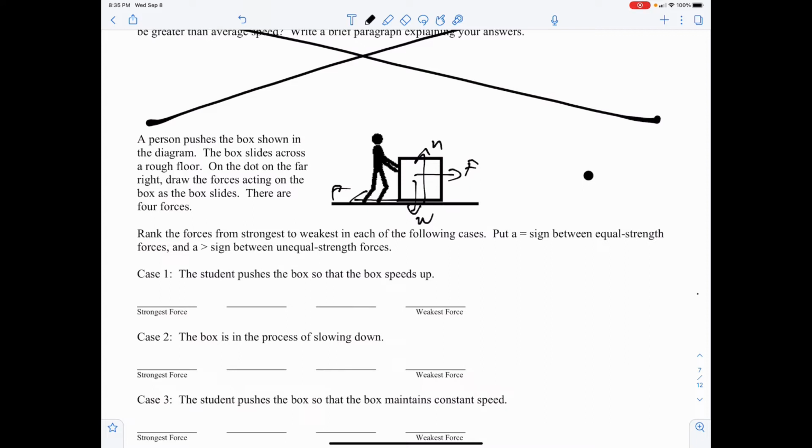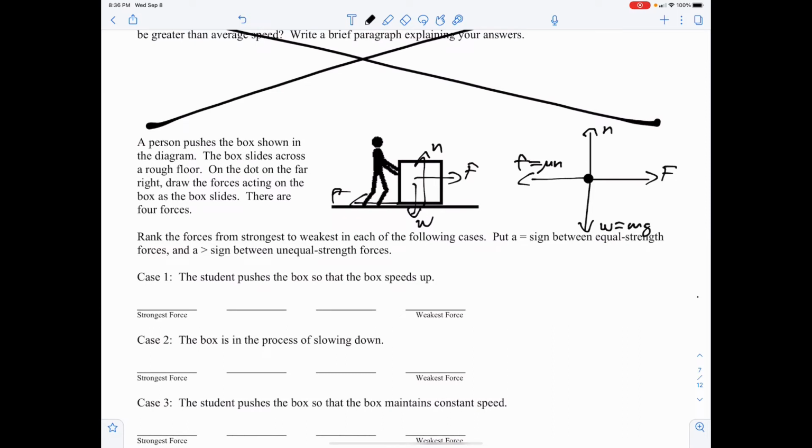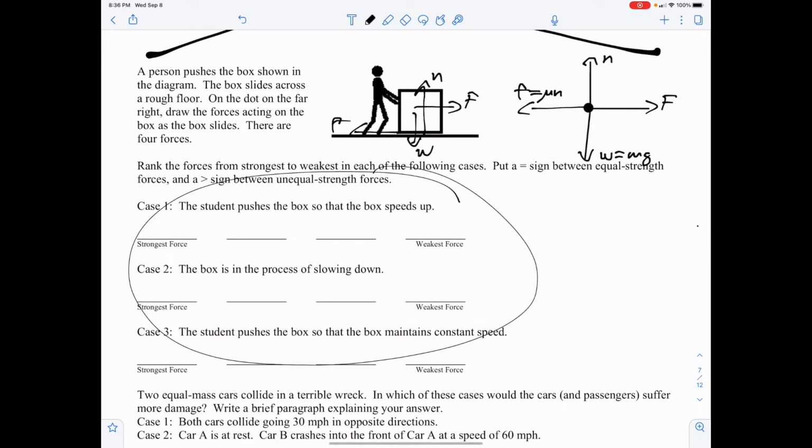Now, here's what we don't know. I'm going to draw the forces a certain way. I'm going to draw F going this way. I'm going to draw friction, which is fun, going that way. Weight equals mg going that way, and I'm going to draw normal force going that way. Okay. Now, we don't know if those 2 forces are balanced or unbalanced. In fact, that's what these cases are going to allow us to examine, and we're going to take a look at them one at a time. However, those forces are going to be the same forces in all 3 examples.